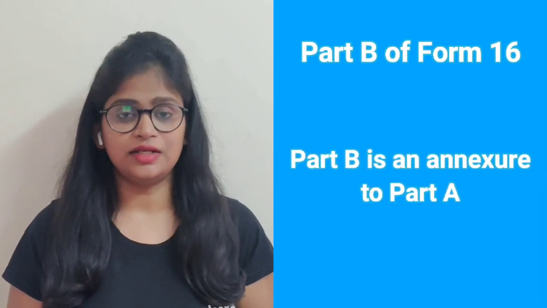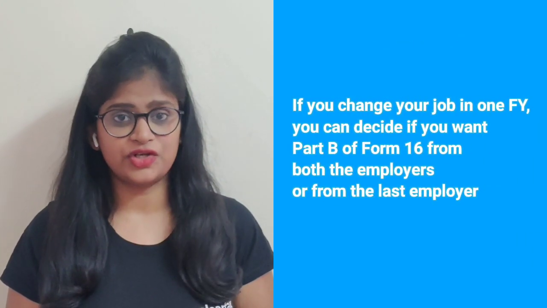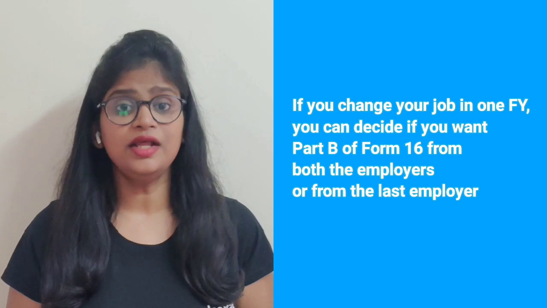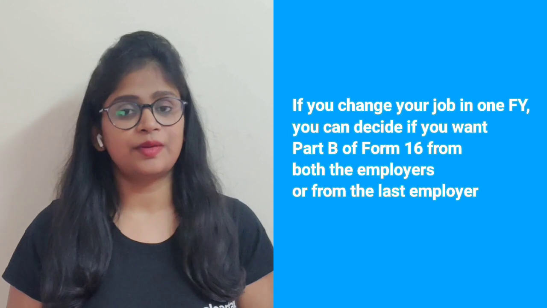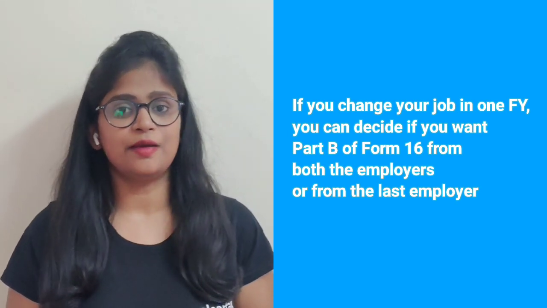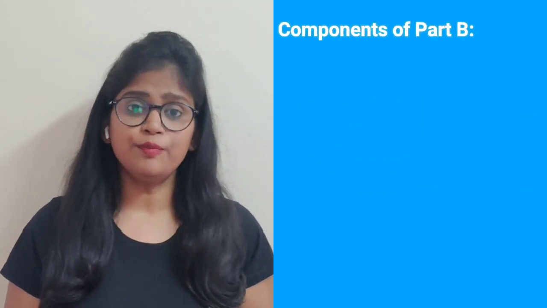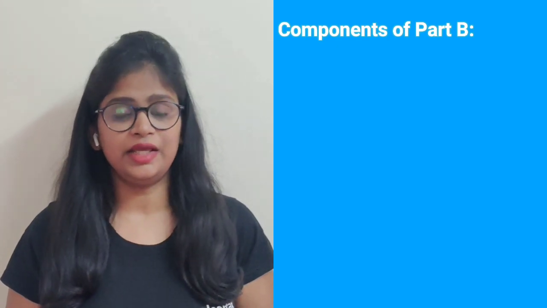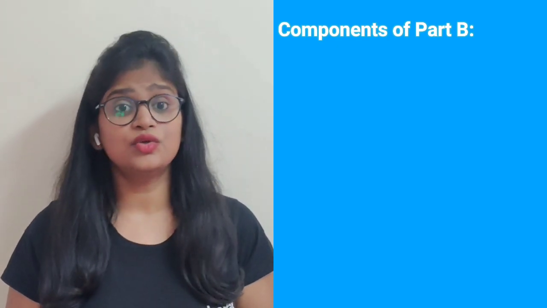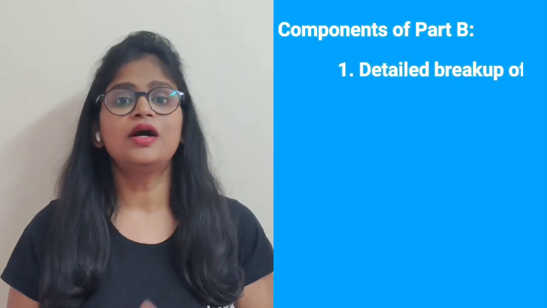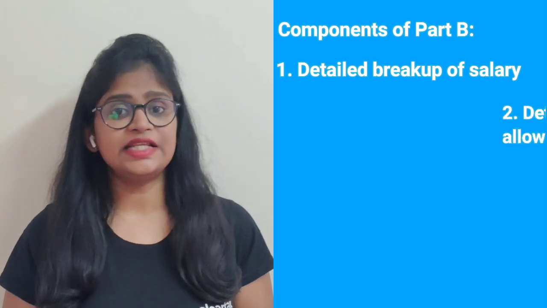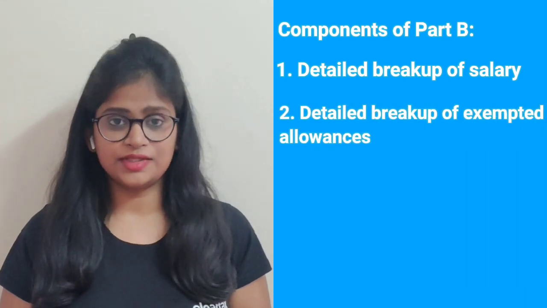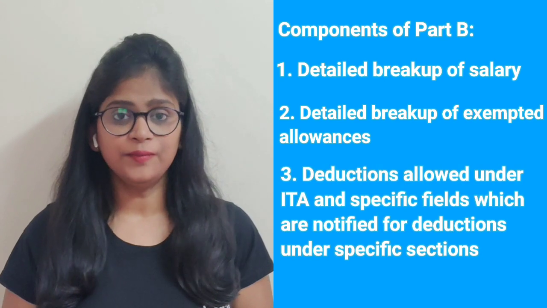Part B of Form 16 is an annexure to Part A. If you change your job in one financial year, then it is for you to decide if you want Part B of the form from both the employers or from the last employer only. Some of the important components of Part B, and these are also the newly notified fields, include: Number 1, detailed breakup of salary. Number 2, detailed breakup of exempted allowances under Section 10.